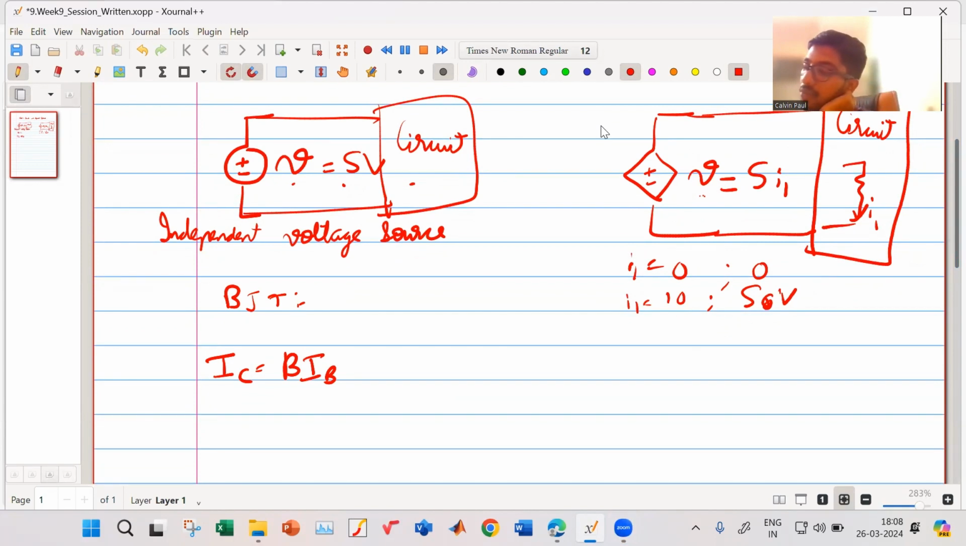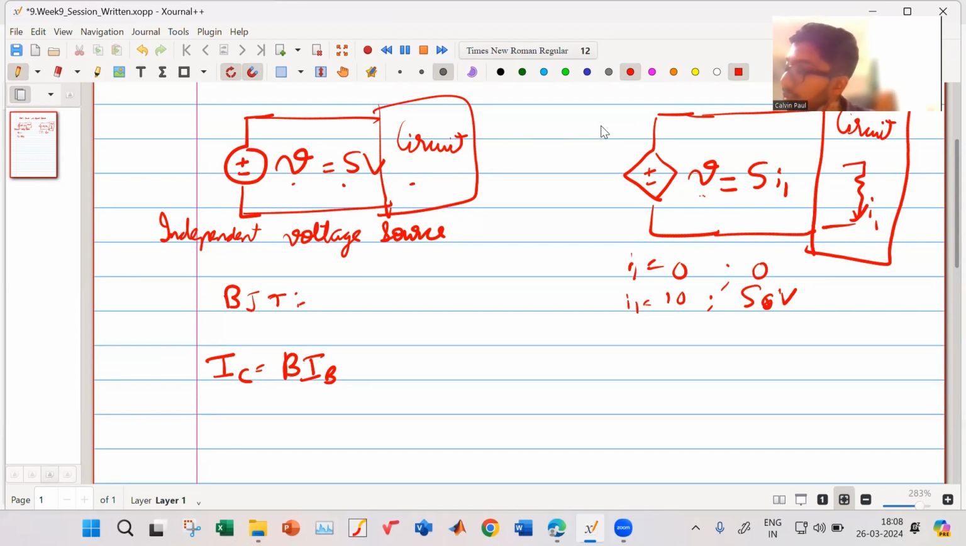Then, okay, Kavya is saying mutually coupled coil. So what happens in mutually coupled coils? The current in one coil depends upon the coupling factor, that is, the mutual inductance between those two coils.